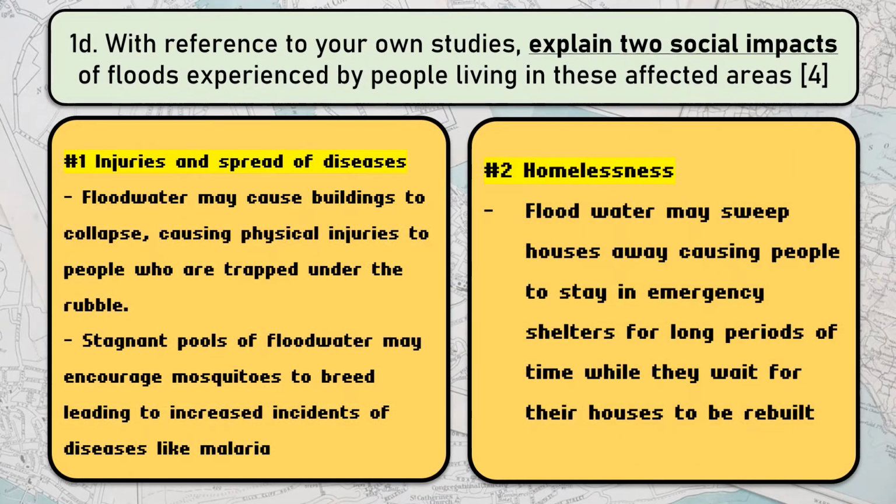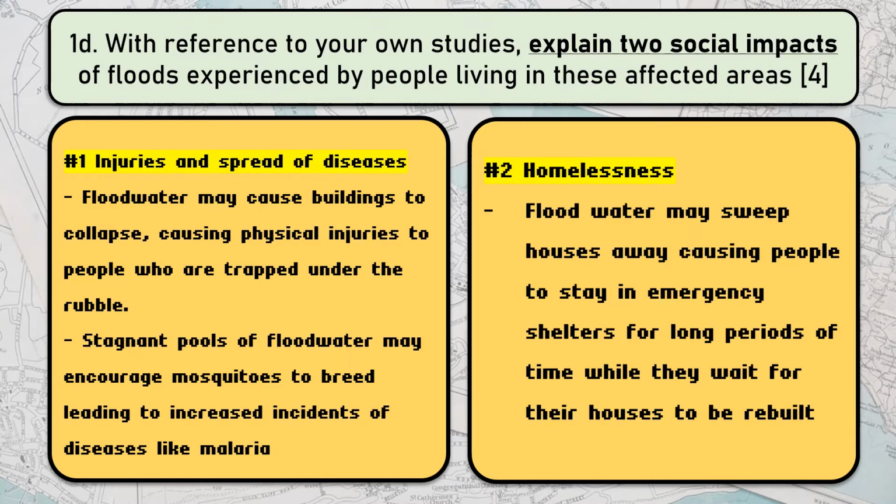So these are the possible answers. So injuries and spread of diseases. So this question is worth 4 marks. So you have to make sure that you write enough for this question. So in injuries and spread of diseases, floodwater may cause buildings to collapse, causing physical injuries to people who are trapped under the rubble. So rubble refers to, for example, the concrete that has fallen and broken after the collapse of a particular building. So that's the meaning of rubble. So stagnant pools of floodwater may encourage mosquitoes, leading to increased incidence of diseases such as malaria. So that is the spread of diseases. So I'm explaining to you how these impacts happen because of flooding.